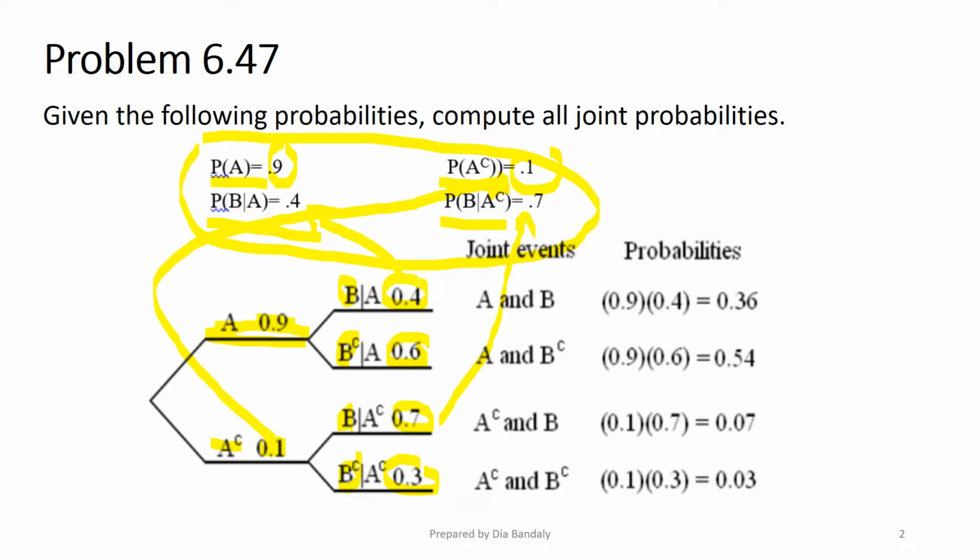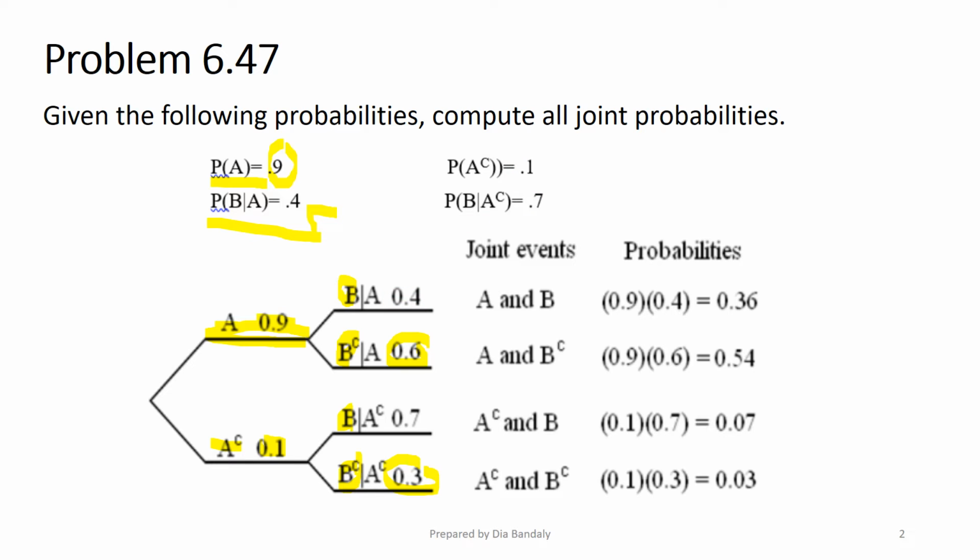Let me erase these because it's becoming hectic now, and I don't want to lose you guys. Here we go. Now we are ready to find the joint probabilities. Remember, first we name the events, which come from these branches. So this is an A and a B, A B. Then A and BC. Then AC and B. And then AC and BC.